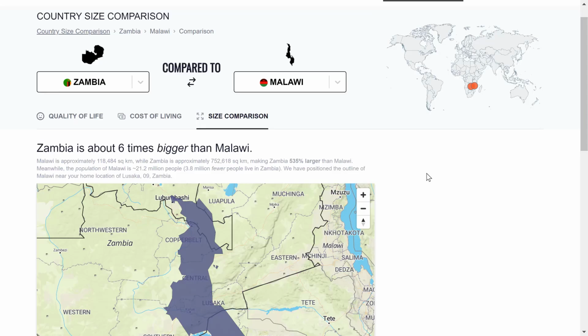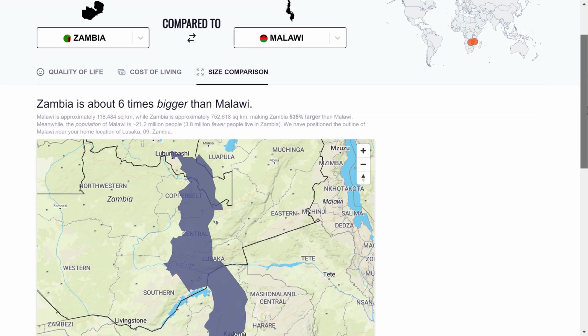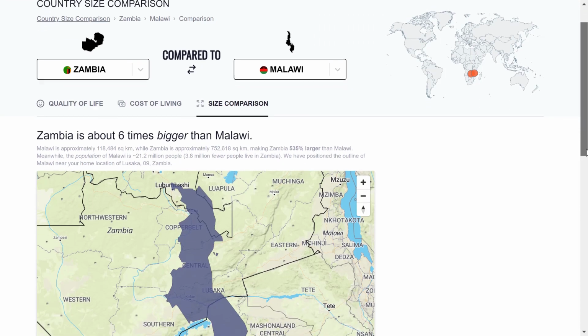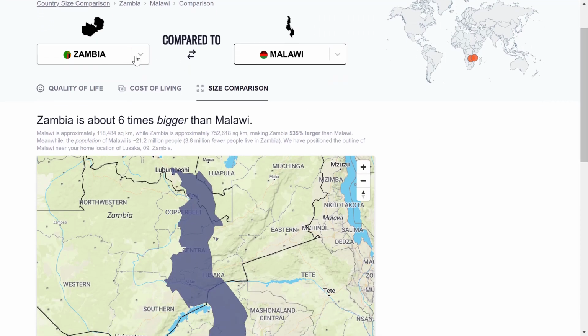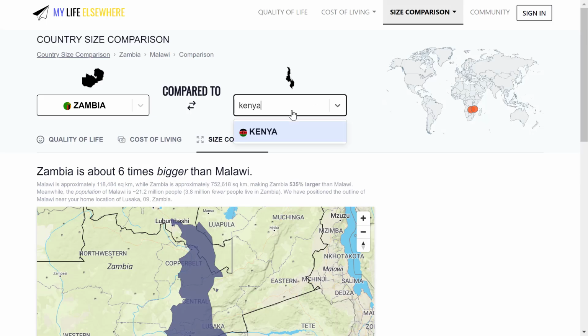All right, so I am just going to show you a more practical way to stay level-headed when doing comparisons of one country to another. There's this website, I'm going to leave the link in the description, My Life Elsewhere. You can compare any country to any other country. So let's just compare Zambia to Kenya.